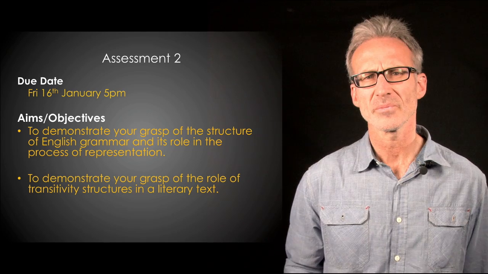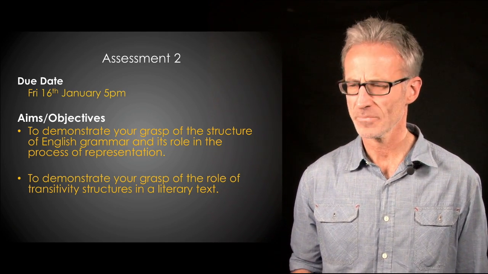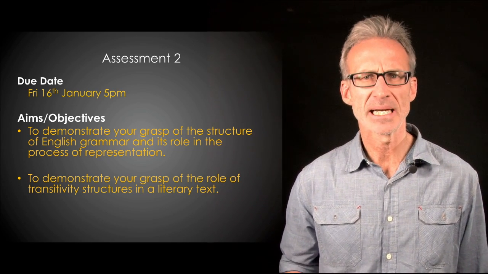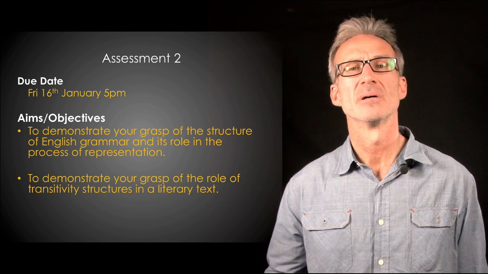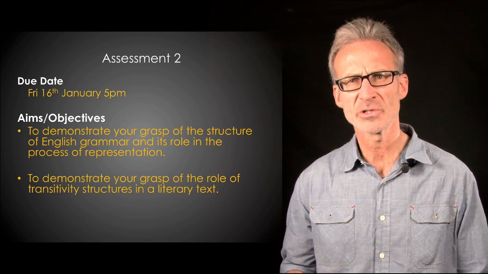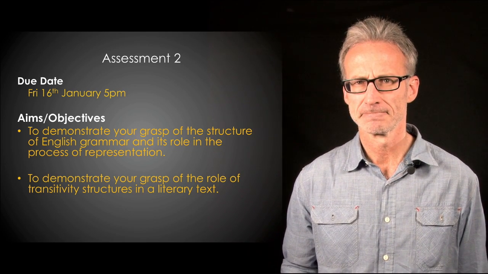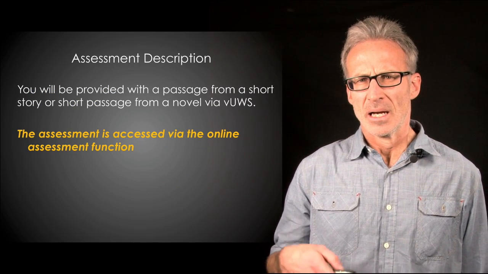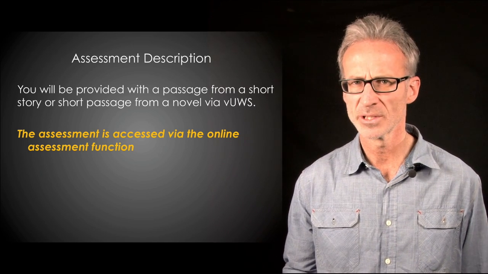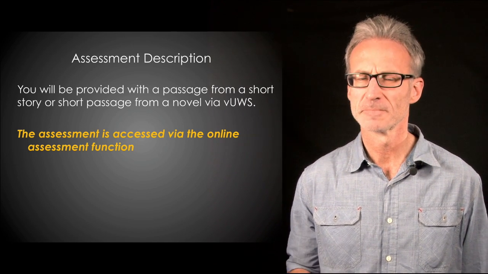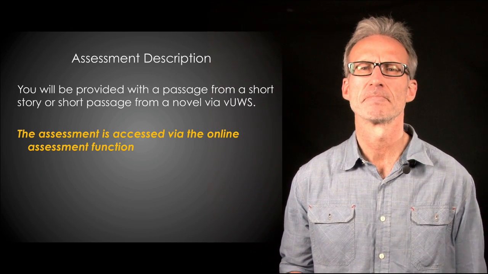So, most important of all, the due date, 16th of January, 5 p.m. The aims of this assignment are to demonstrate your grasp of the structure of English grammar and its role in the process of interpretation, and to demonstrate your grasp of the role of transitivity structures in a literary text. You're going to be provided with a passage from a short story or a short passage from a novel via Views. Now, the assessment can be accessed by the online assessment function.